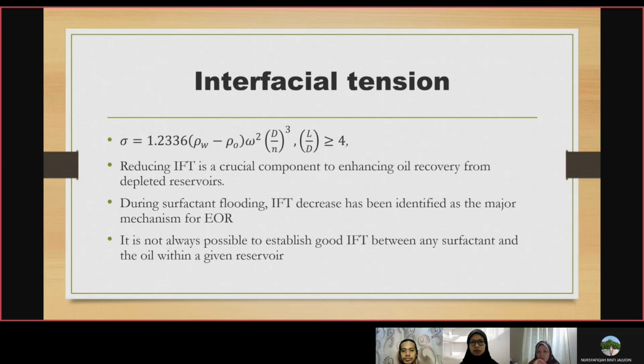Next slide. Apa dia? Boleh tak? Next slide tadi. Sekejap. Saya dah tekan, dia tak detect.